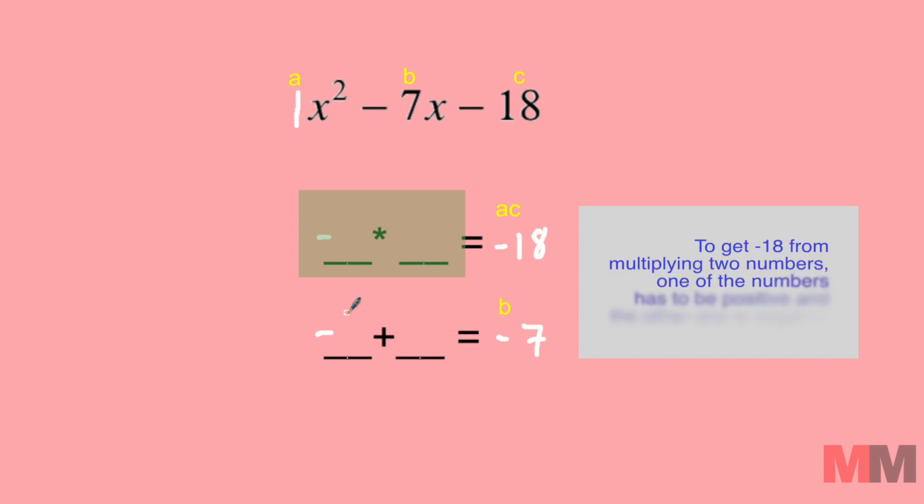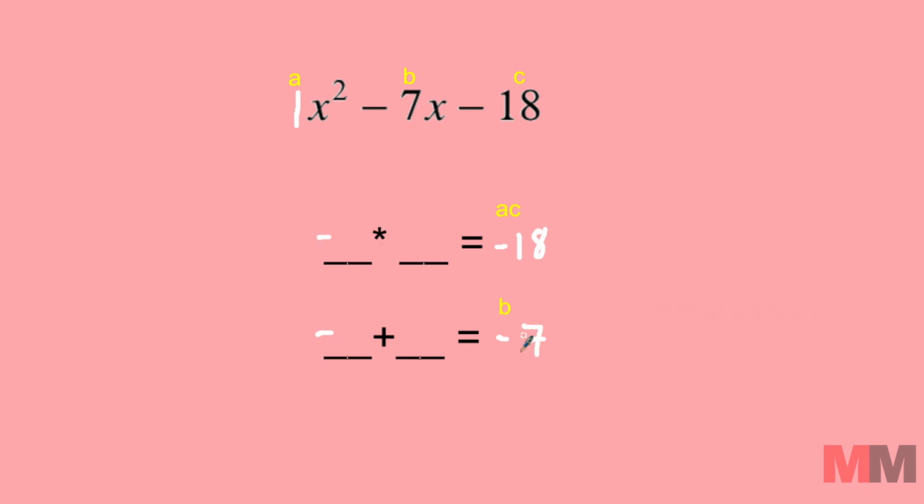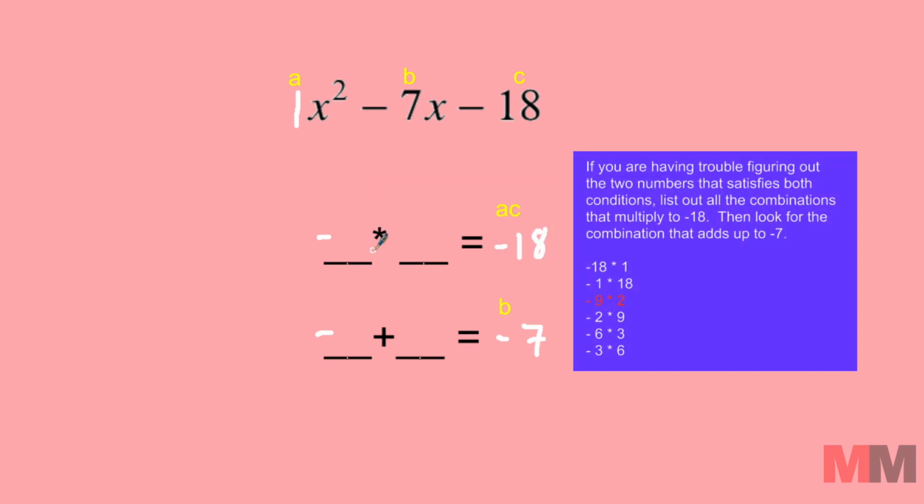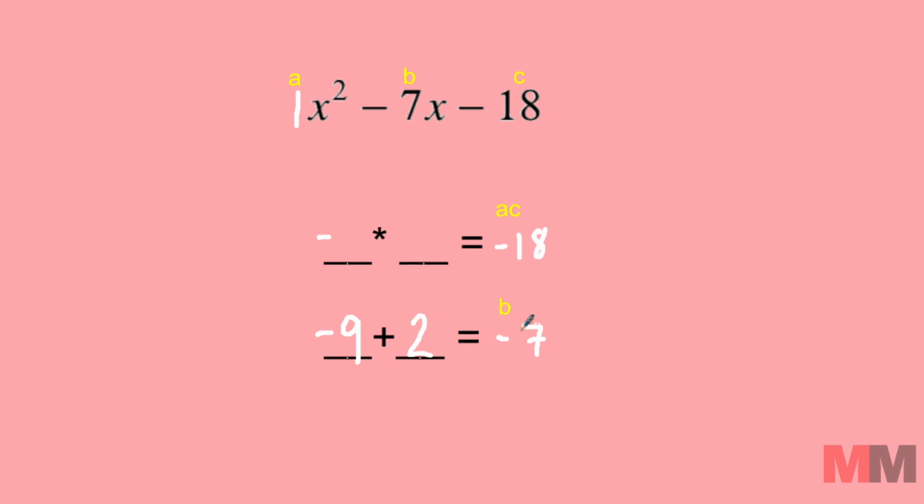Then here's the other thing I want you to look at. When you look at these type of problems, you want to really have a game plan and strategy for yourself. If you know that one of these is negative and this is negative, you know that the bigger number has to be negative. So what are numbers that multiply to 18? Well, let's just say 9 and 2. If we choose 9 and 2, I know that 9 has to be the negative one because this is negative, and then 9 has to be bigger than the 2 in order for this to be negative.